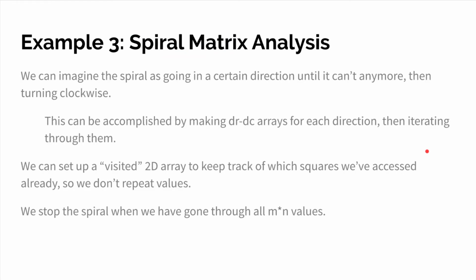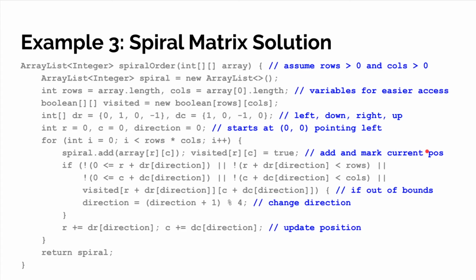So let's take a look at how this might be coded. First off, we're going to assume rows is greater than 0, columns greater than 0. We're going to set up a new array list for the spiral order. And we're going to set the array.length equal to rows and the first row's length to the number of columns. So we just use rows and columns here, just variables for easier access, so we don't have to keep typing array.length or array index 0.length.